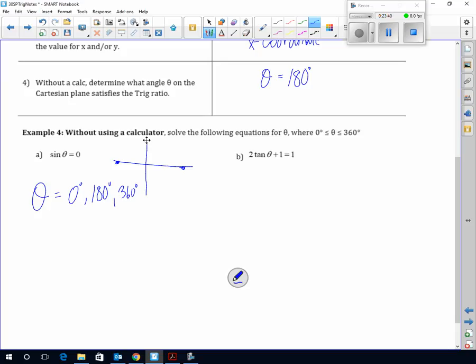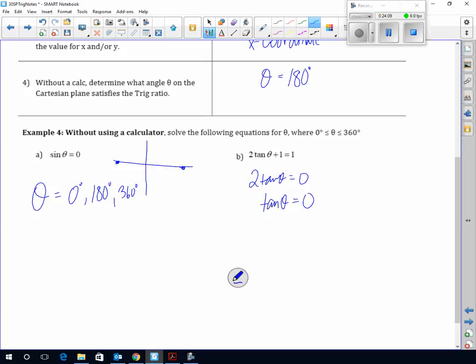In 1 rotation. If I subtract 1, I get 2 tan theta equals 0. So if I divide by 2, what's 0 divided by 2? 0. Where is tan theta 0? It's actually the same exact answer as the previous one. 0, 180, and 360 degrees.